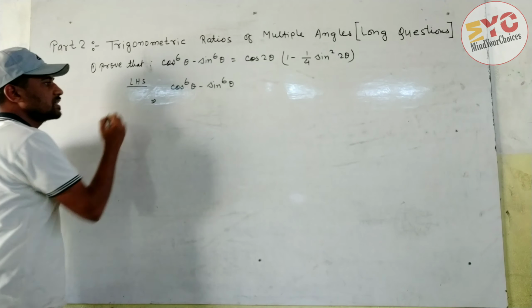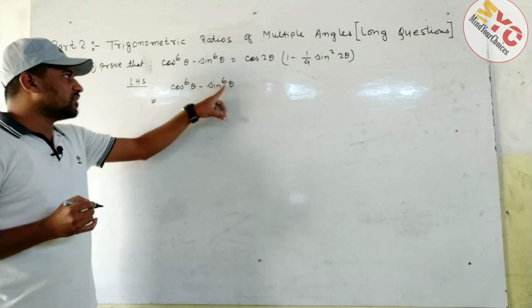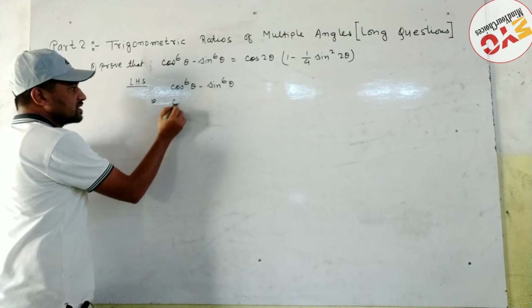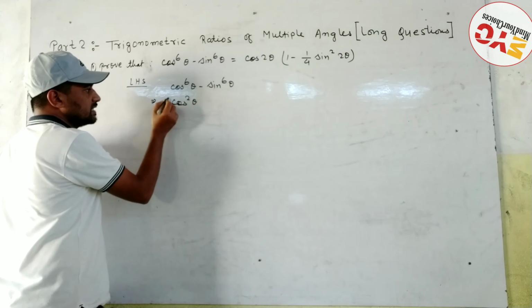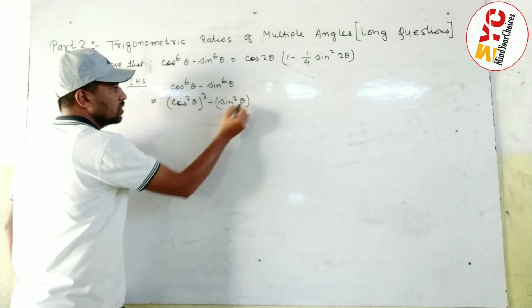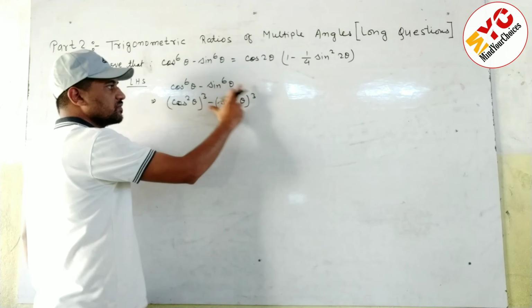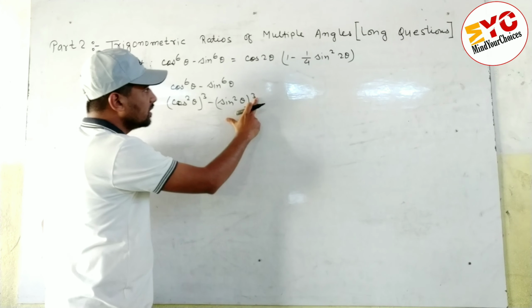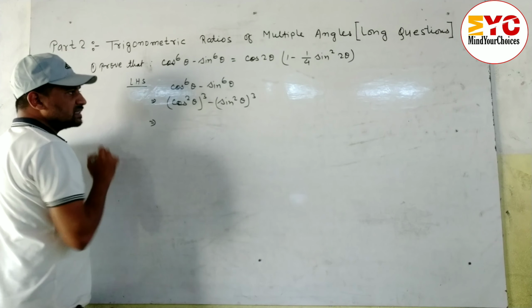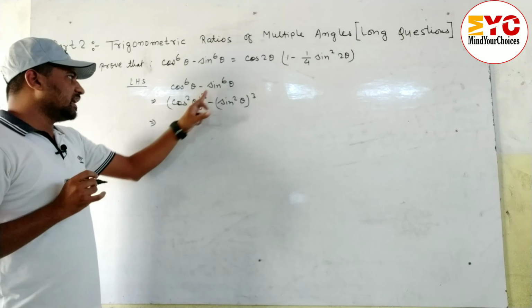Here the power is 6 on both terms, so we have to convert the whole thing to a power of cube. So you can see here (cos² θ) whole cube minus (sin² θ) whole cube. If the power is 6, we convert it to the power of 3; if it is 8, then square. Now look here, this is in the form of a cube minus b cube.